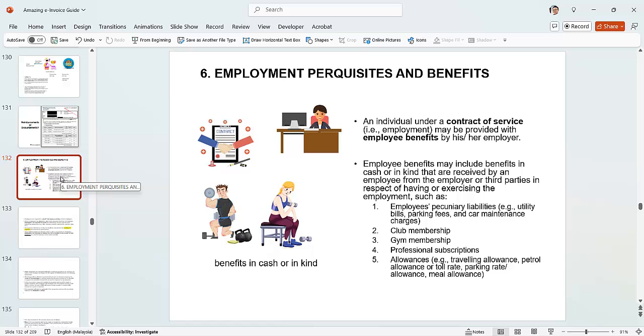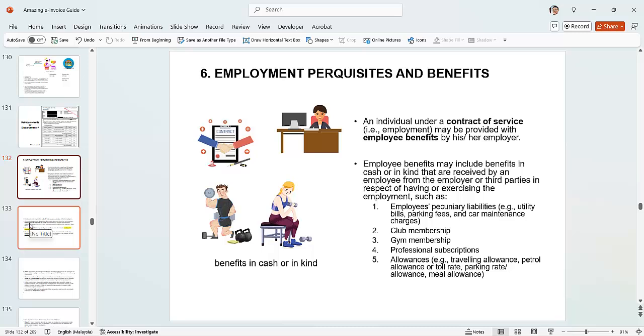Right, now we go to employment prerequisites and benefits. An individual under a contract of services may be provided with employee benefits. So only an employee has that benefit. That's why you call them an employee, not a freelancer. The benefits may include cash or in kind, and so on, received by the employee from the employer, having exercised employment, such as utility bills, parking fees, car maintenance charges, club membership, gym membership, professional allowance.